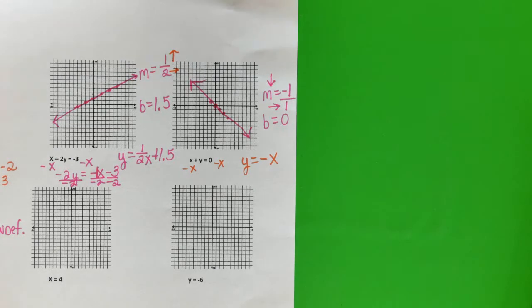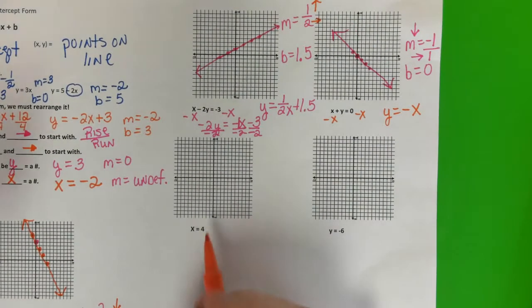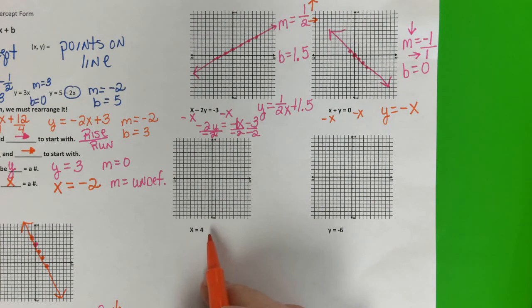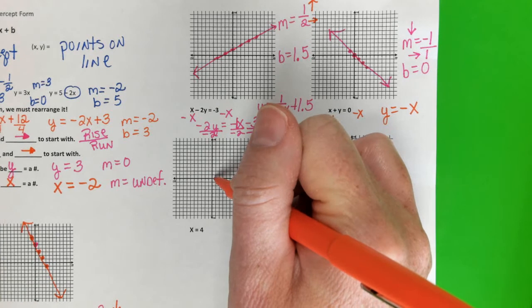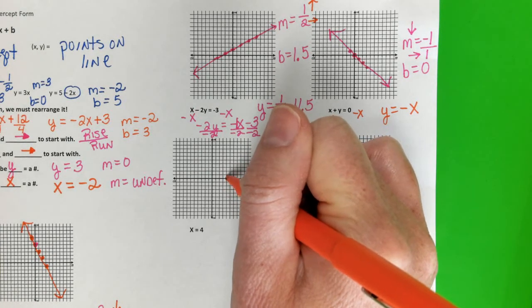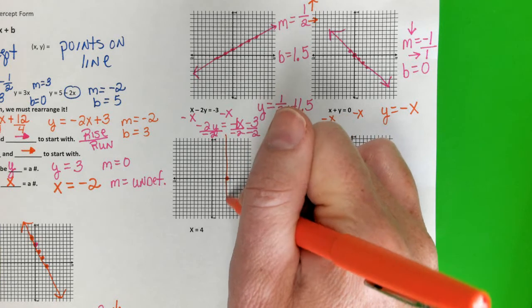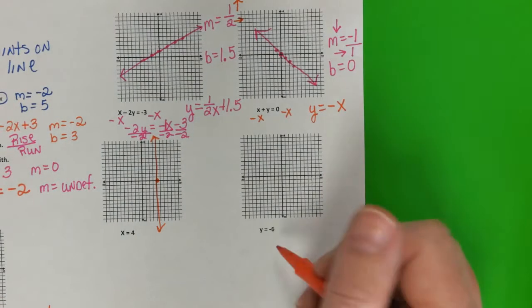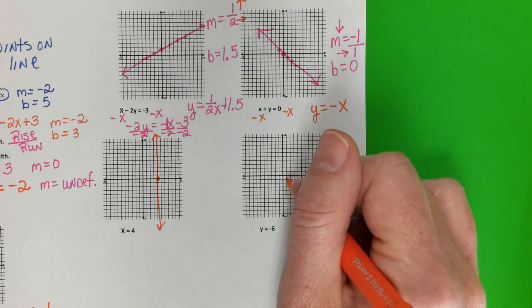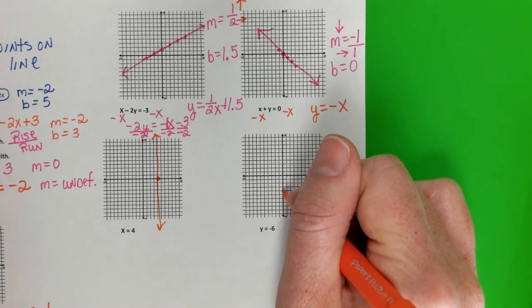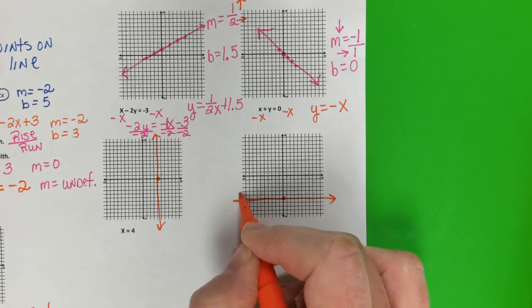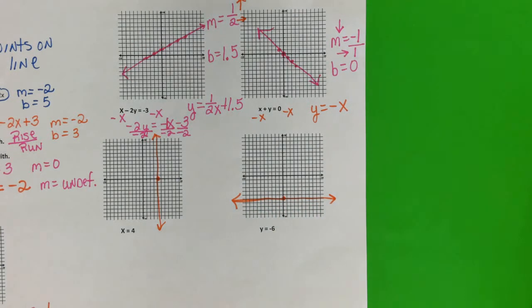Okay, last two equations. So we have two special ones here. We have x equals 4. So one thing to think about is this means x equals 4. So let's go find where x is 4. 1, 2, 3, 4. And then put a straight line through it. Just like that. That's a vertical line. Okay. Y equals negative 6. Go where y is negative 6. 1, 2, 3, 4, 5, 6. Draw a line through it. Okay, those are two special graphs.